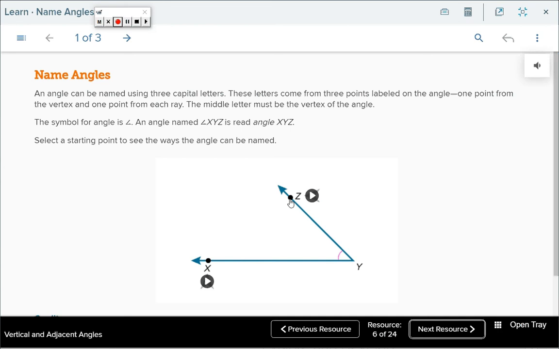What could this also be called? Could it be called ZYX? Could be. It could also just be called angle Y if it's referring to the vertex. Okay, does that make sense?